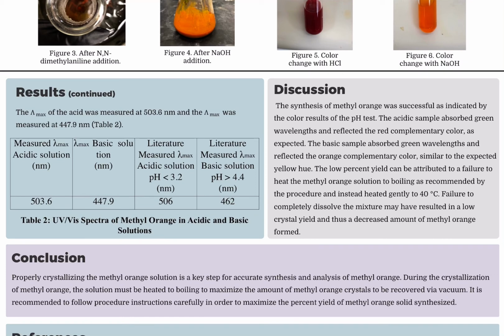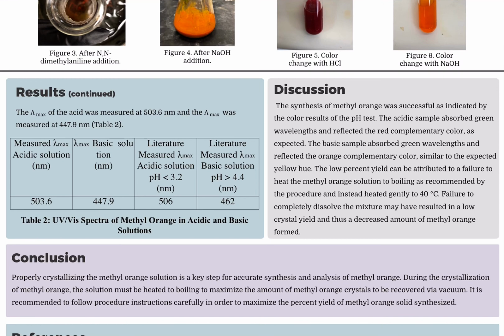The low percent yield can be attributed to the failure to heat the methyl orange solution to boiling as recommended by the procedure. The solution was instead heated gently to about 40 degrees Celsius. The failure to completely dissolve the solution resulted in a low crystal yield and thus a decreased amount of methyl orange formed.